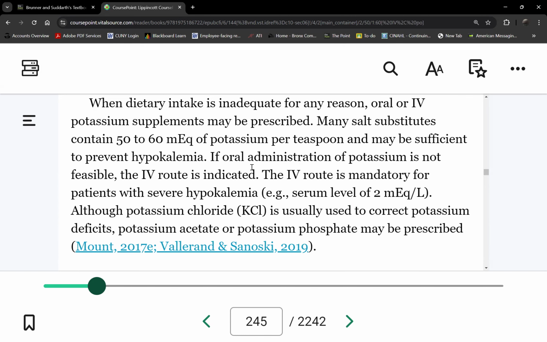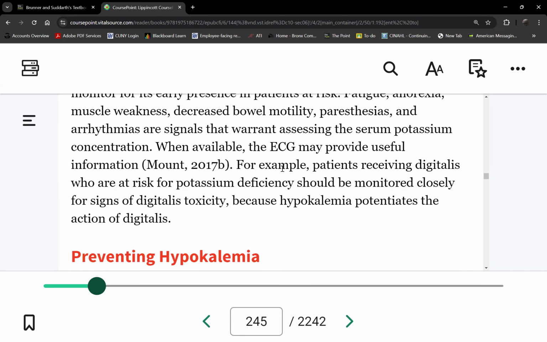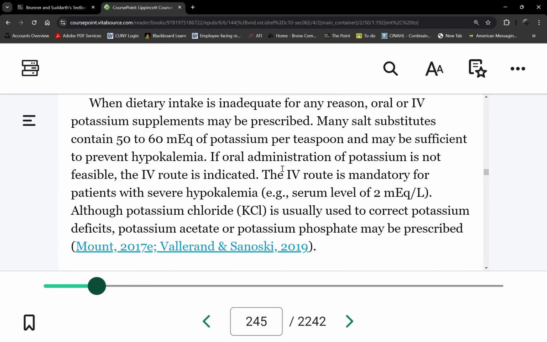All right, if the IV route is ordered, then there has to be a limit here. Now, the maximum you can give, by the way, IV potassium should always be diluted.